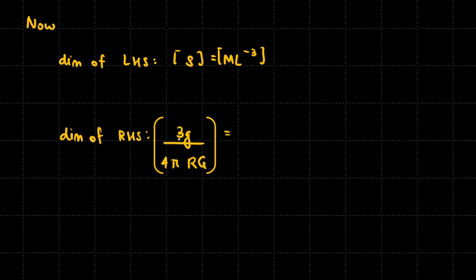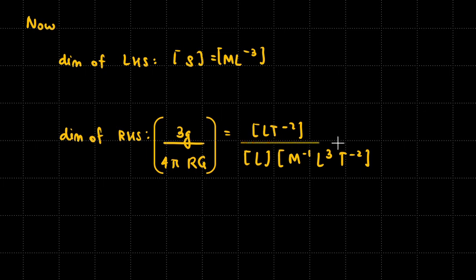Here 3 does not have a dimension, g has a dimension of L T to the minus 2, 4 and pi do not have a dimension, R has a dimension of L, and G has a dimension of M to the minus 1 L cubed T to the minus 2. So that's the dimension. Now let's do some quick calculation to see what we get. First of all, let's find mass. There is only one mass, which is M to the power minus 1.